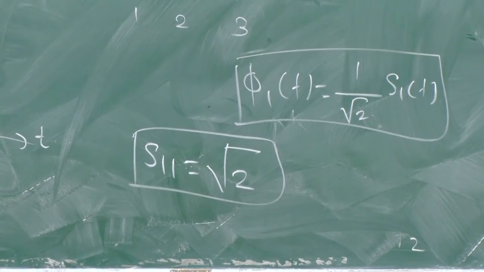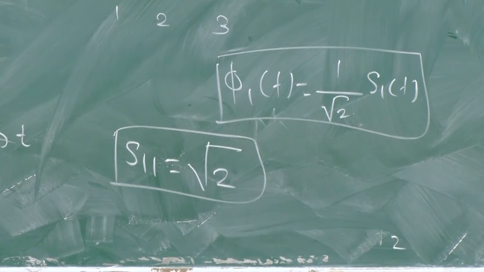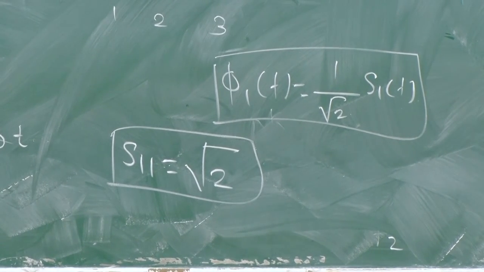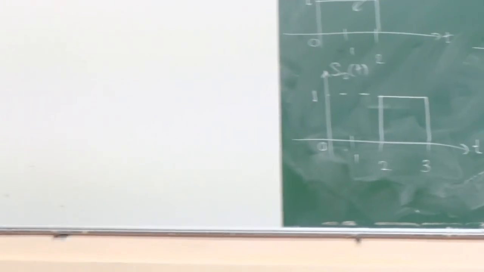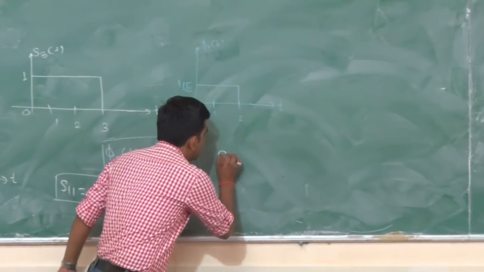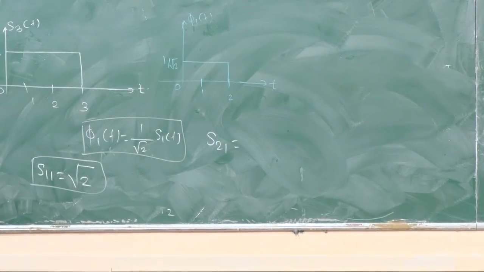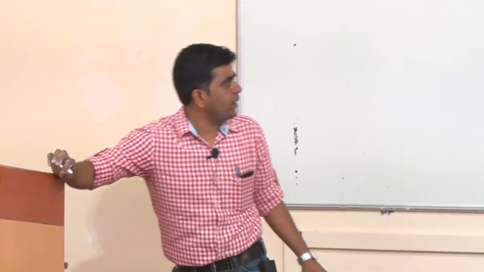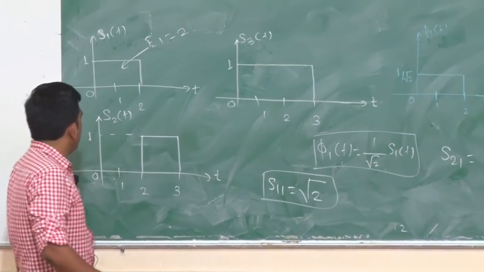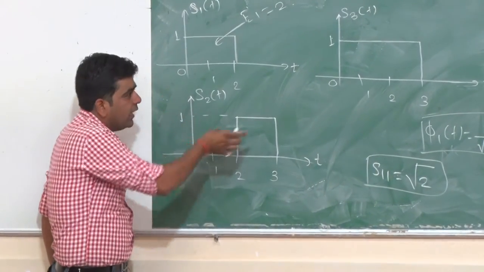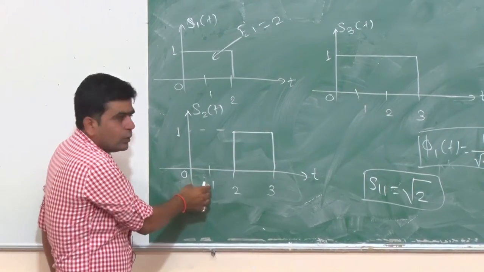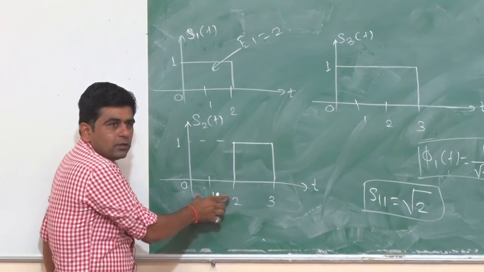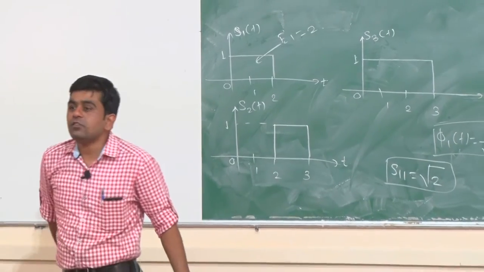Now we have to find out the second basis function phi 2 of t. Here for this phi 2 of t we have to find out S21, projection of second signal on first basis function. So S21 is nothing but integration from minus infinity to infinity S2 of t into phi 1 of t dt, which is equal to 0. Phi 1 of t is present for 0 to 2. This second signal S2 of t is present only after 2. So this integration becomes 0.